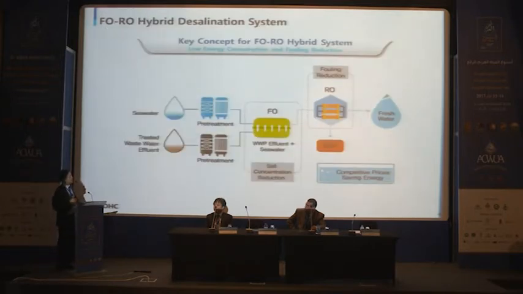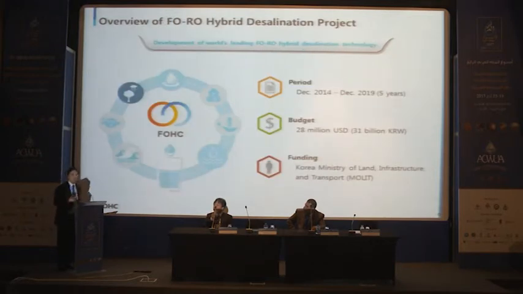And this is the quite familiar schematic diagram. The key concept of the FO hybrid system is quite simple. The high salinity water, the seawater, passes through the FO process and is diluted through the FO membranes, and then goes to the RO process. The lower concentration of the diluted seawater can result in a lower operating pressure, and eventually it comes up with lower cost and energy reduction.